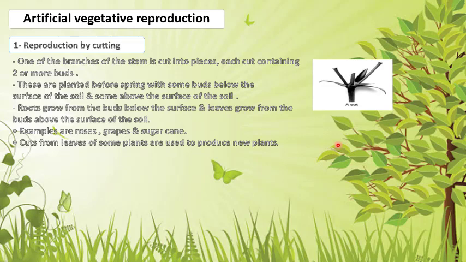These are planted before spring, with some buds below the surface of the soil and some above the surface of the soil. Roots grow from the buds below the surface and leaves grow from the buds above the surface of the soil. Examples are roses, grapes, and sugarcane. Cuttings from leaves of some plants are used to produce new plants.